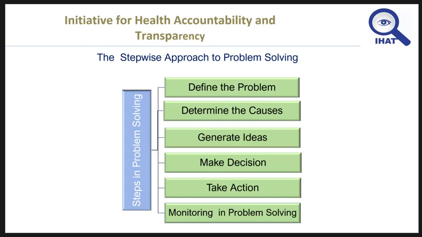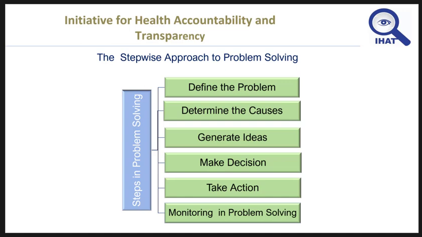We're going to look at 6 steps in problem solving. First, you define the problem. You now determine the cause of the problem. You generate ideas. You make decisions. You take action, and you now monitor the solution that you have implemented in the problem solving. We'll be looking at each in detail.